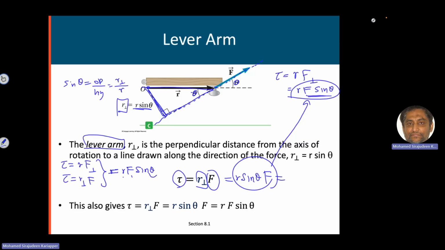But the direction, you should know how to get it by looking at whether it is trying to rotate it clockwise, that means negative. If it is trying to rotate it counterclockwise, then it is positive. But the magnitude is simply use that.